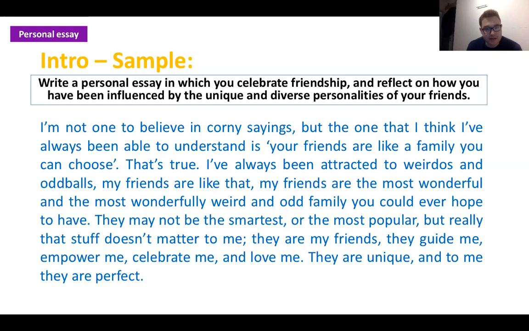They are my friends. They guide me, empower me, celebrate me, and love me. They are unique, and to me, they are perfect. So does it sound a little bit corny? Absolutely. But don't be afraid to go that kind of a little, like you are laying it on thick when you are talking in the personal essay as well, okay?